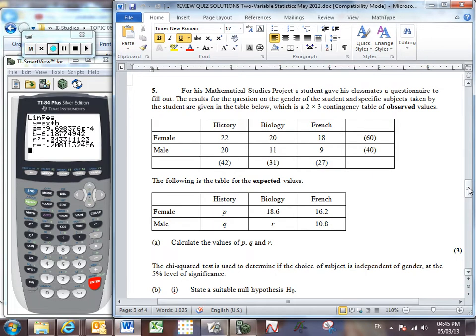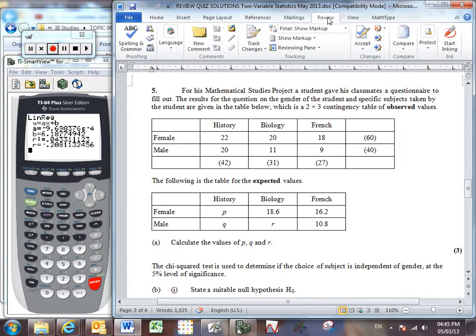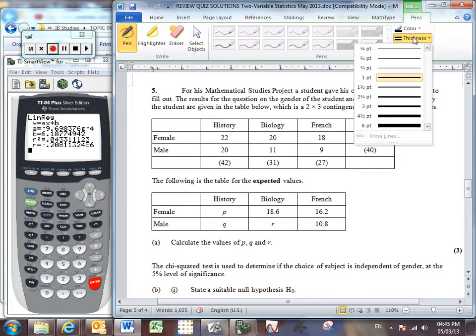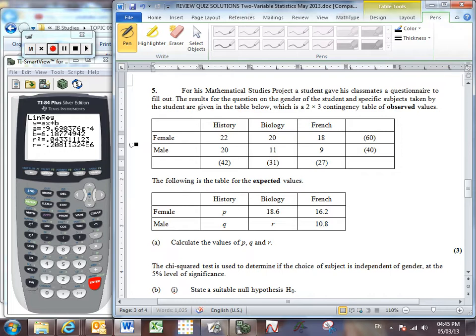Alright, number 5. So we've got a math studies project. Student's given his classmates a questionnaire to fill out. So we've got a 2x3 contingency table of observed values there. So you can see that we're dealing then with gender, again, versus subject. So those are the two classifications that we're measuring against one another.